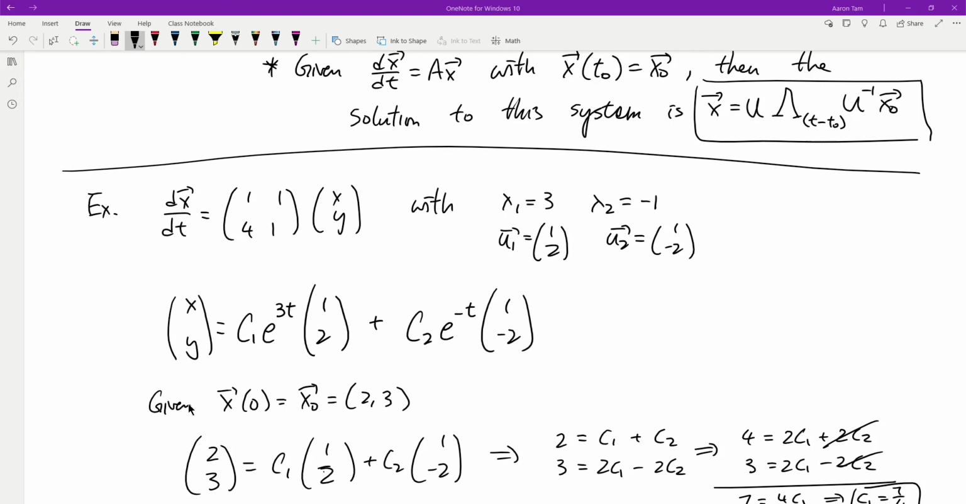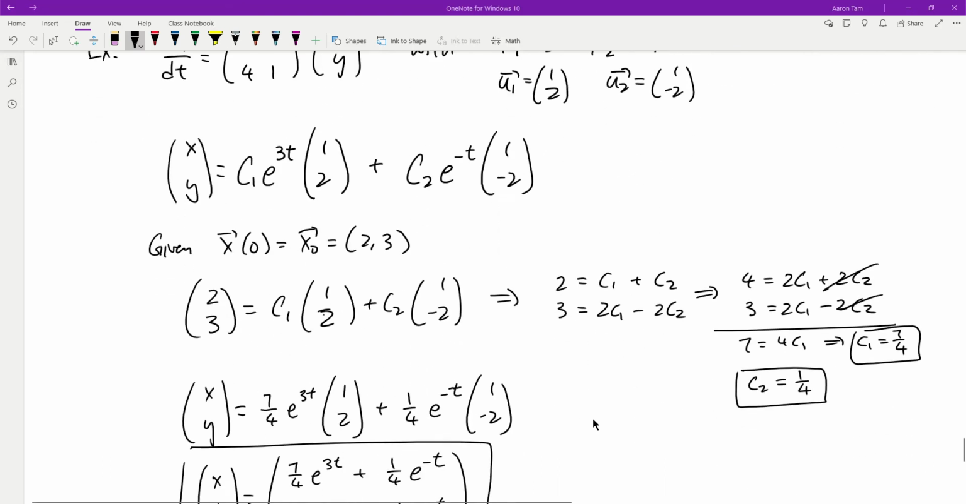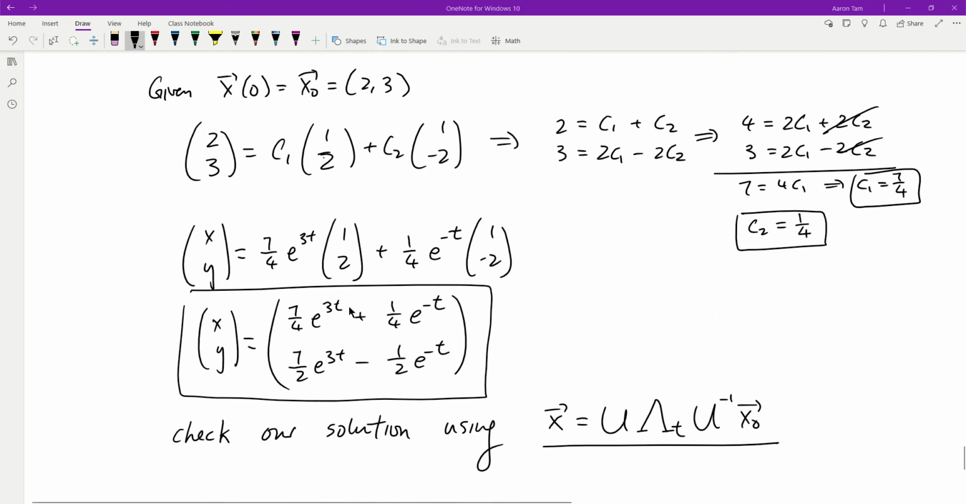And I gave an initial condition, which is at t equal to 0, the x is 2 and y is 3. And using that, we found out that our solution subject to the initial condition is given right here, which is x equal to 7 over 4 e to 3t plus 1 over 4 e to -t, and y is equal to 7 over 2 e to 3t minus 1 over 2 e to -t.